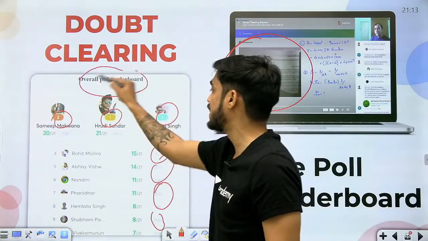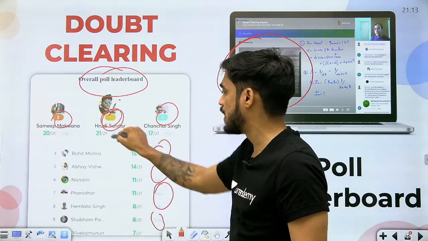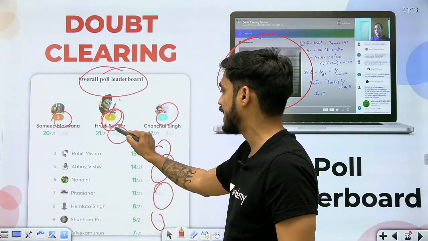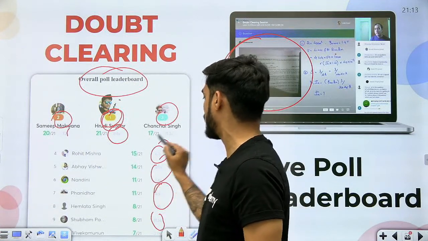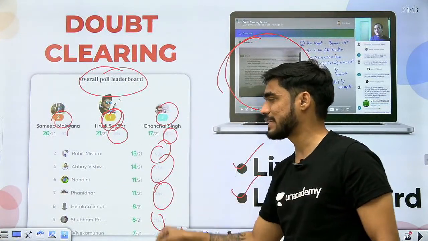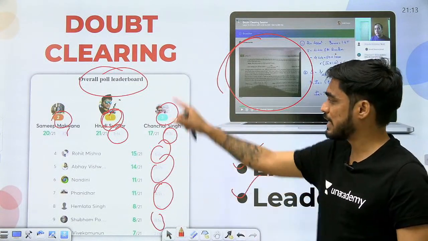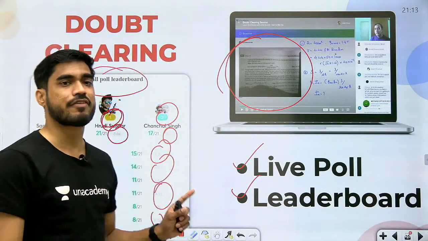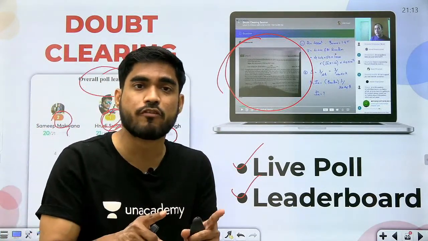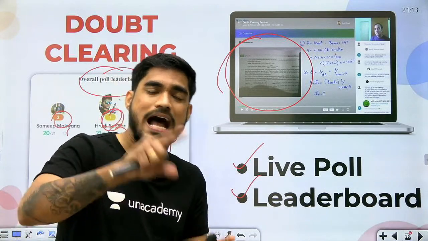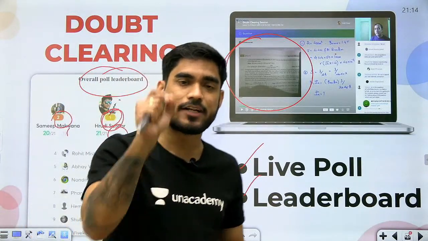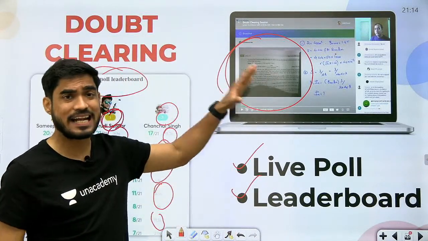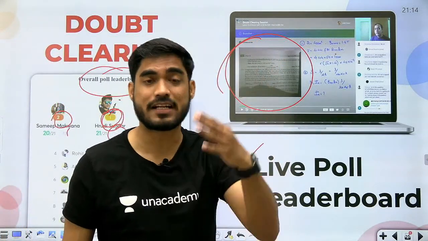This is the poll leaderboard. So here the rank of student is given and the timing of students is also given. He answered in 8.6 seconds, he answered in 7.3 seconds, 11.3 seconds. So beta, this is the timing of the students. So beta, this is the live poll leaderboard. So these kinds of features are there to improve your ability to answer in time, your ability to choose correct options, and this will create a very interactive environment in the class.